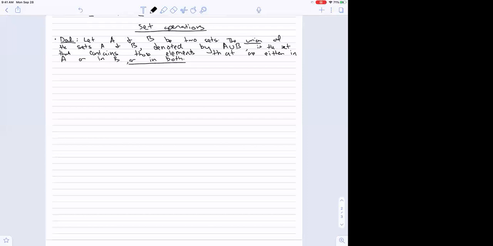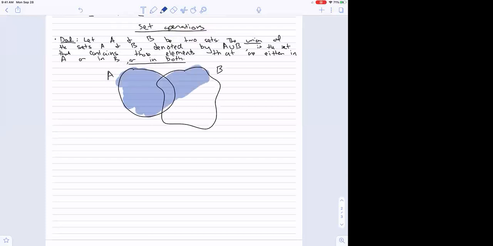If I were to draw a picture, let's say this set is A and this is B. Their union, I'm going to shade it in, would be all of this. So it would be all the elements of A and all the elements of B. The blue would be A union B. Is that okay?